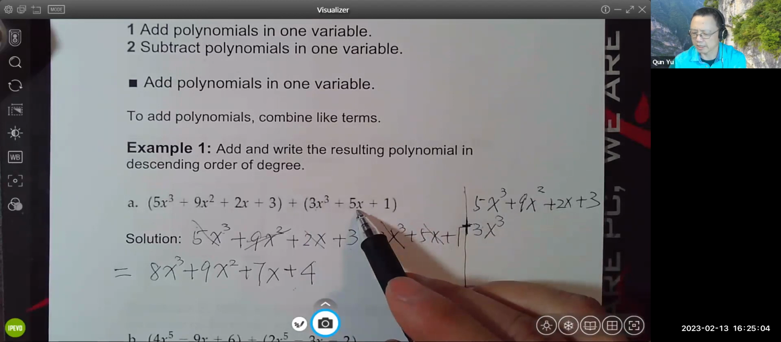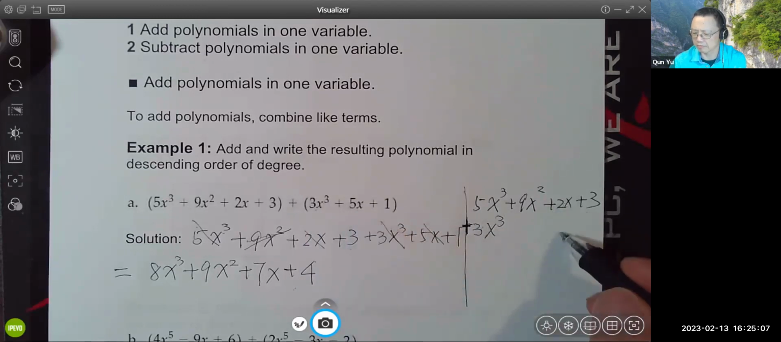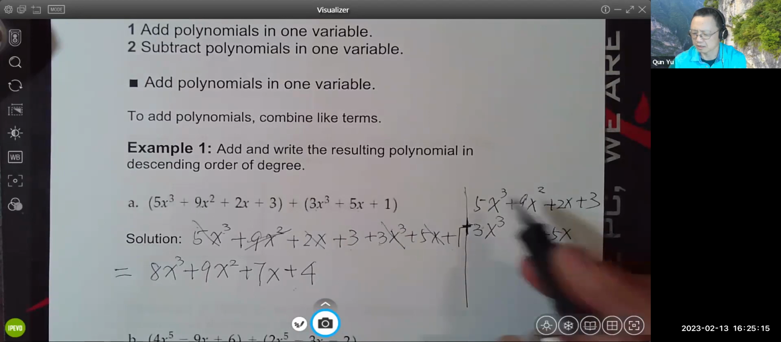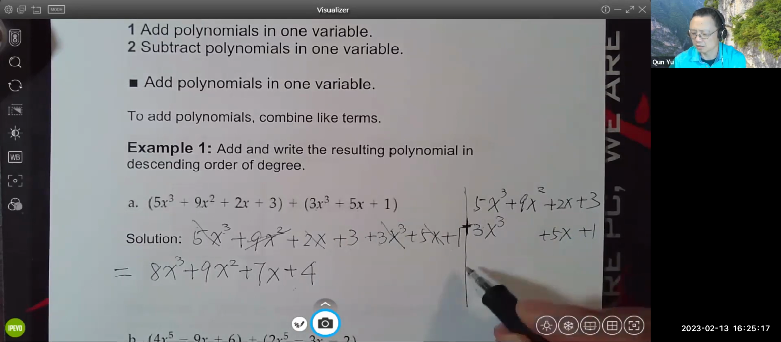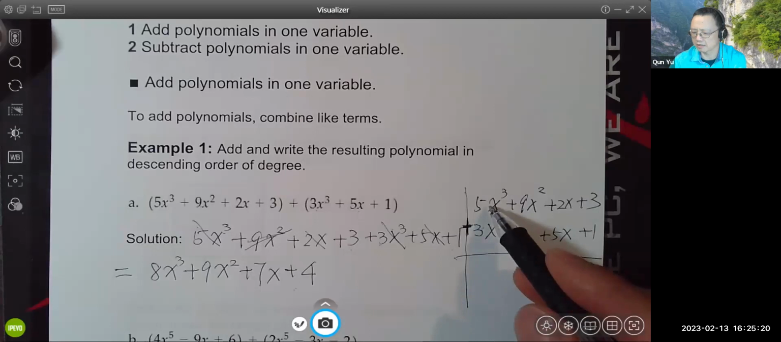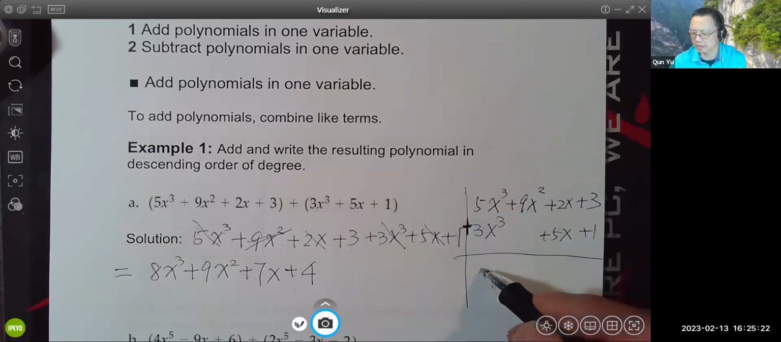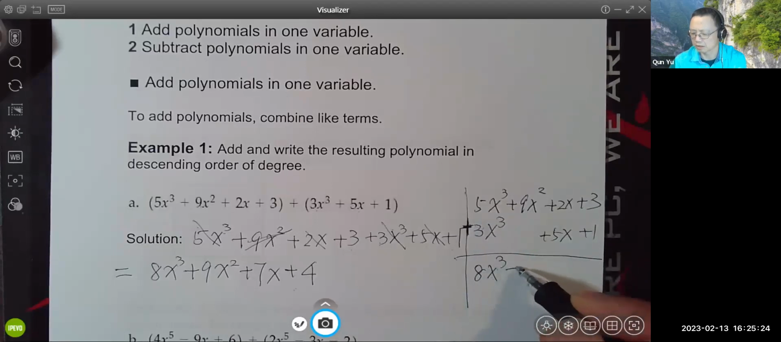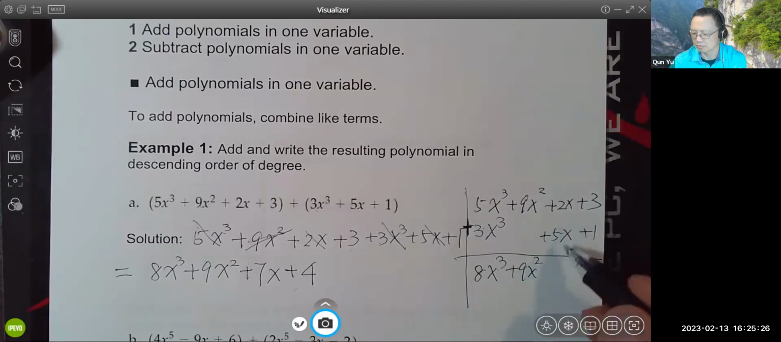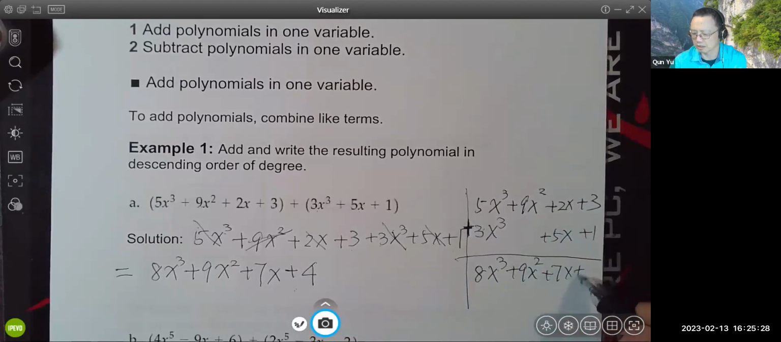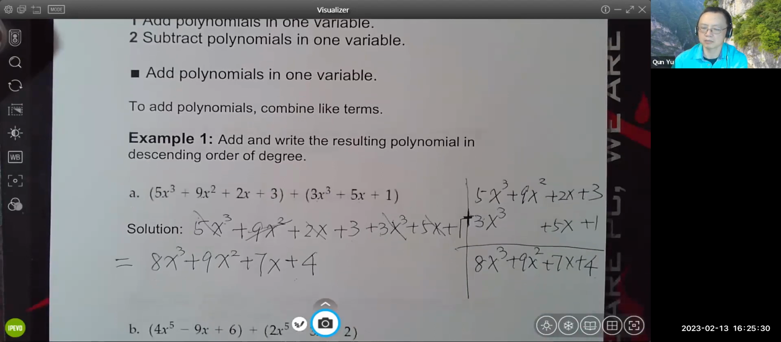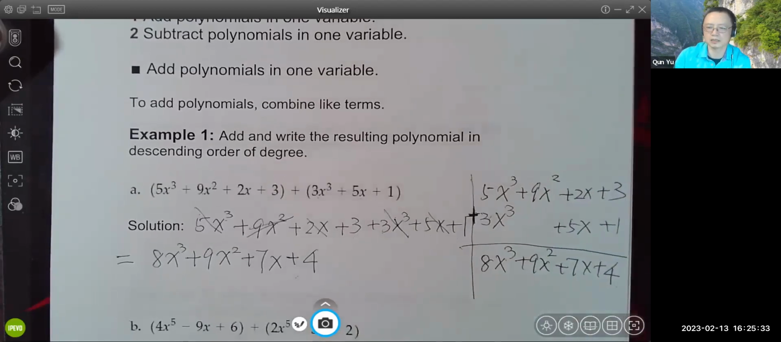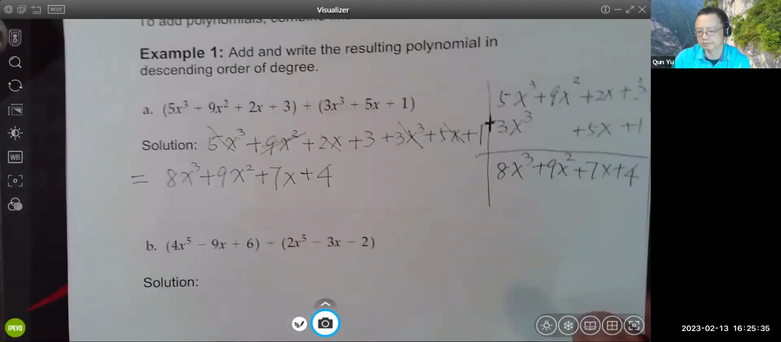The next one is the x term, put it in the same column as the 2x term, and they have the same degree. They are like terms. So this is the plus 5x and the constant term plus 1. This way, you just add column by column. We get 8x cubed plus 9x squared plus 7x plus 4. So either approach is fine. They give you the same result.